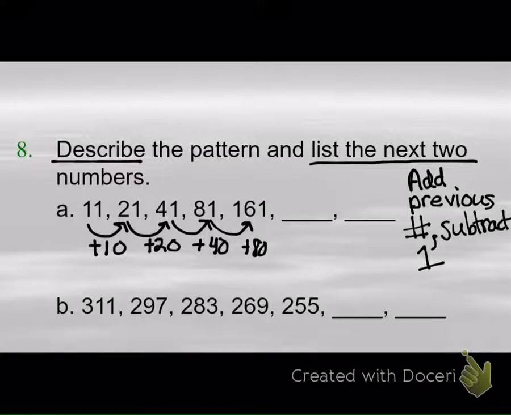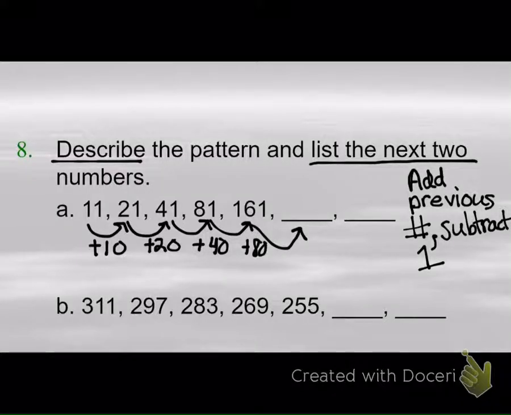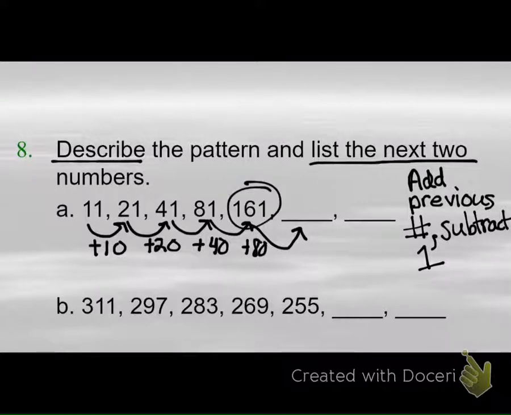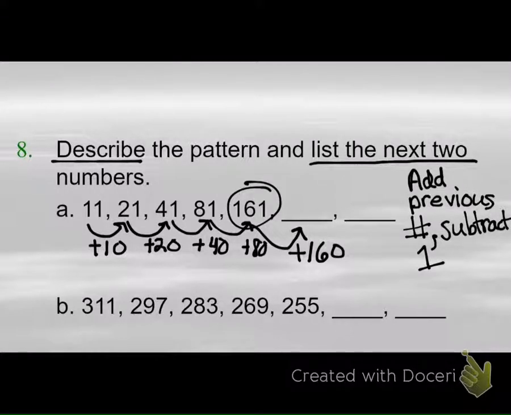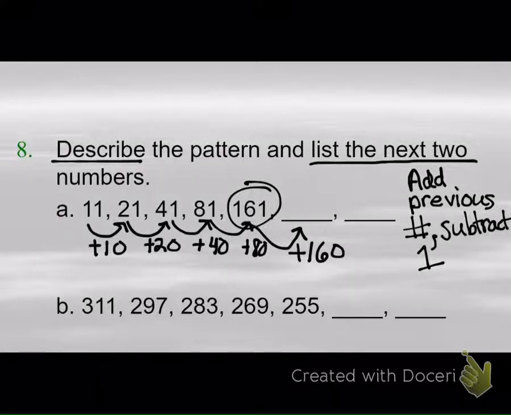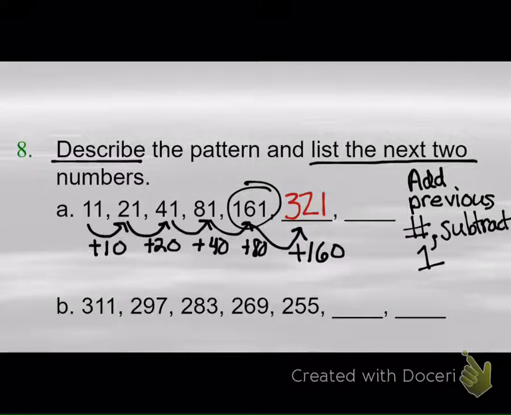So what am I going to add to 161? Adding previous number minus 1. So what would I add? 160. What would 161 plus 160 be? You guys have calculators on your desk. 320. 321. Good.